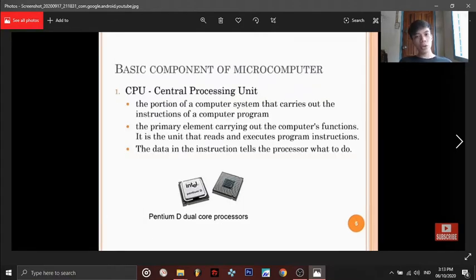Basic components of a microcomputer. CPU, or should we say, central processing unit, is the portion of a computer system that carries out instructions of a computer program. The primary element carrying out the computer's function, it is the unit that reads and executes the program's instructions. The data in the instruction tells the processor what to do. So this microprocessor serves as the brain.